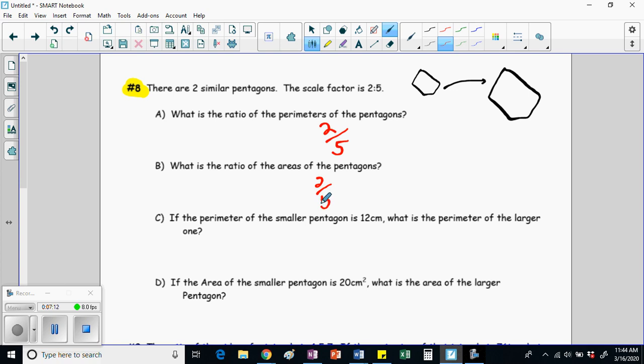Now, this is a little bit weird, but 2 over 5 squared is really simple to actually calculate. What we're simply going to do is square both the numbers. 2 squared is going to turn into 4. 5 squared is going to turn into 25. So our scale factor for the areas of these pentagons is 4 over 25 instead of 2 over 5.